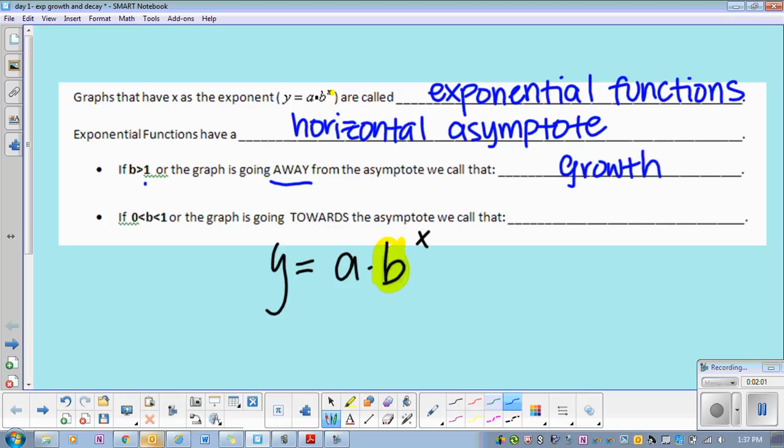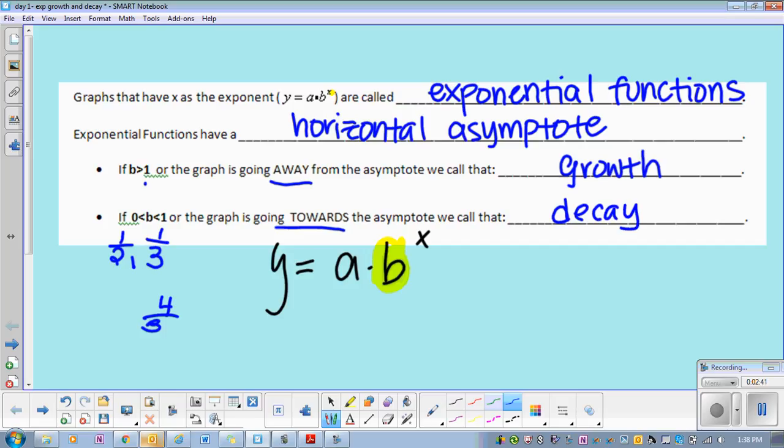But if that number b is greater than 0 and less than 1, give me an example. What is a number that's greater than 0 but less than 1? 0.5. So like 1/2 or 1/3. I don't want to say just a fraction, because what if I gave you a fraction like 4/3? That's 1 point something. Exactly. So if your graph is going towards the asymptote, then we call that an exponential decay.